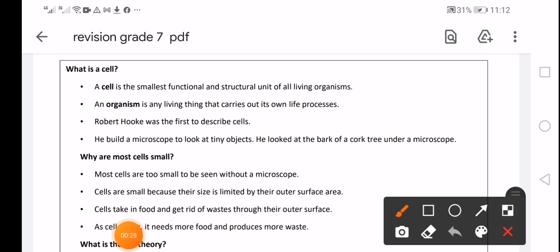Robert Hooke was the first to describe the cell. He built a microscope to look at tiny objects. He looked at the bark of a cork tree under a microscope.